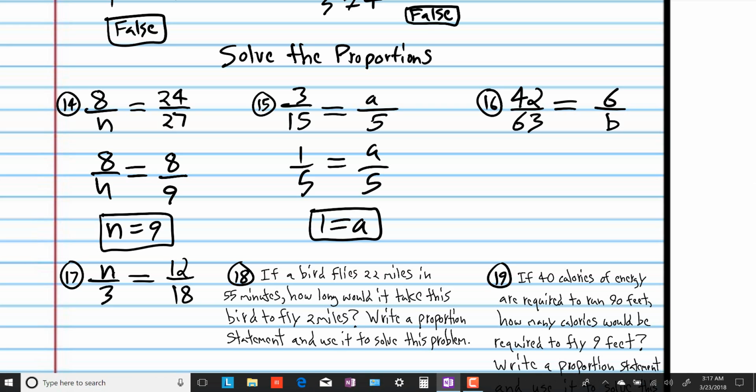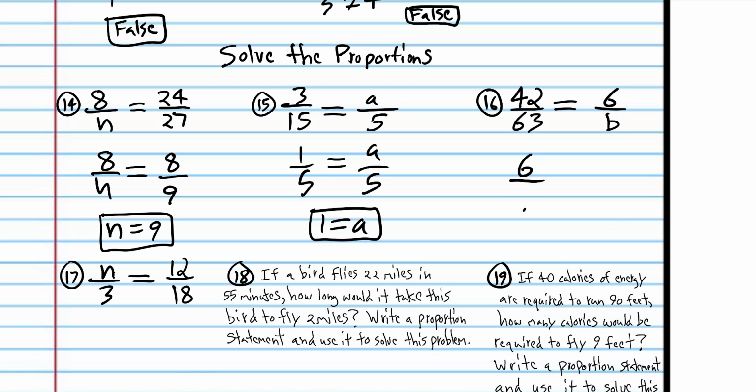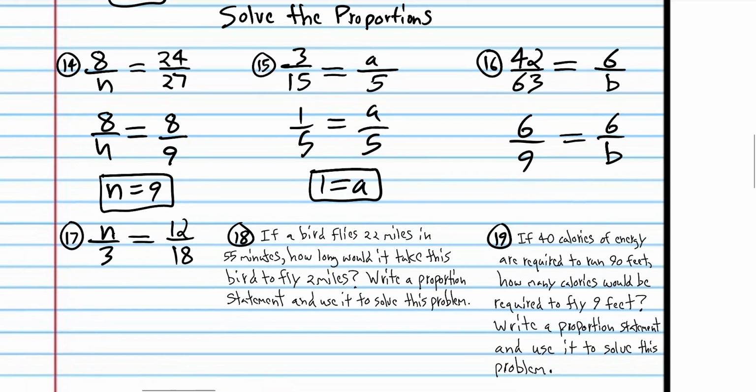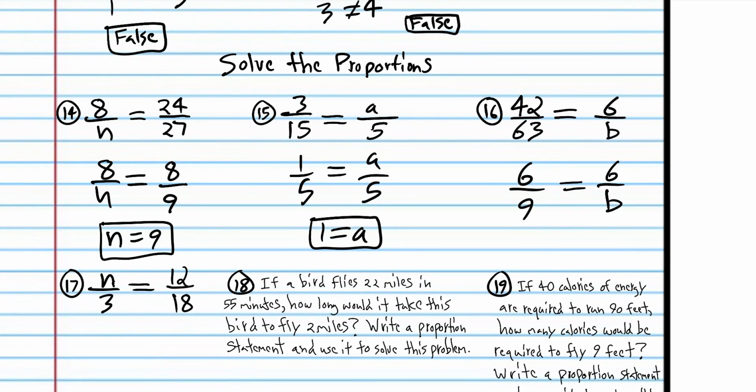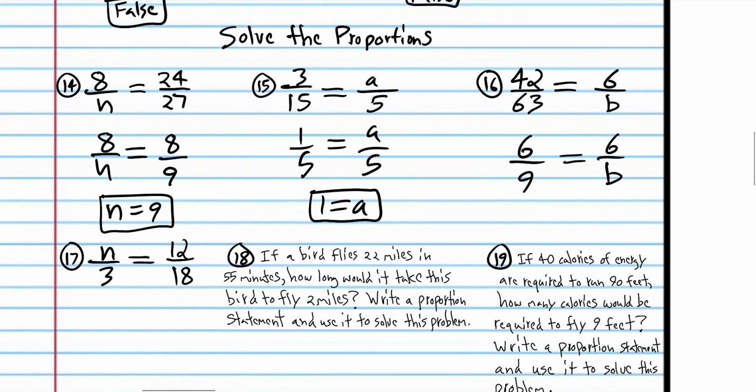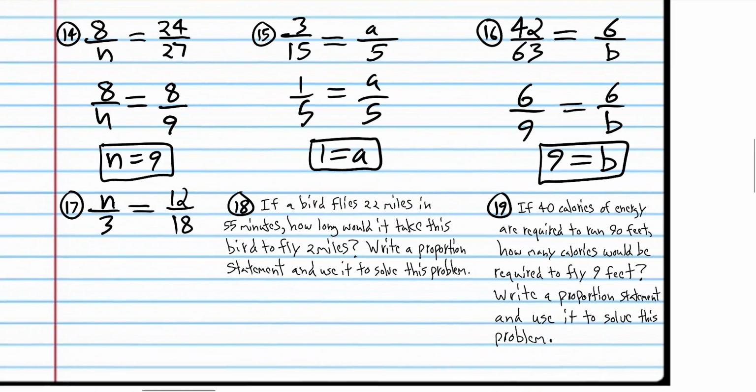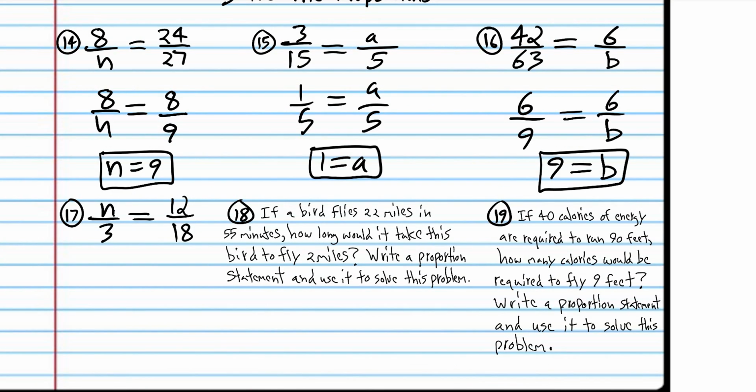All right, we're back. Divide both sides of the fraction on the left by 7, and you get 6 over 9 is equal to 6 over b. And because the numerators are the same, you get 6 and 6, the numerators are the same, that means that the denominators have to be the same too. So b is equal to 9. So if you got 9 for b, good job. Why don't you try number 17, and when you come back, we'll do it together.